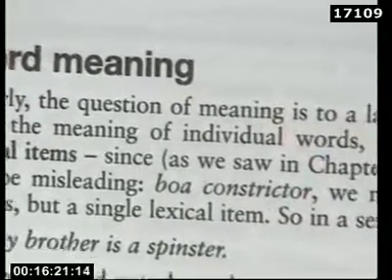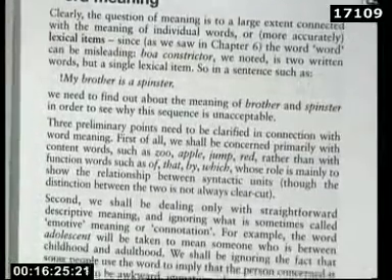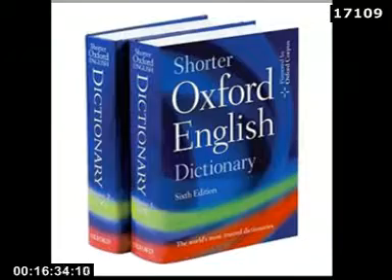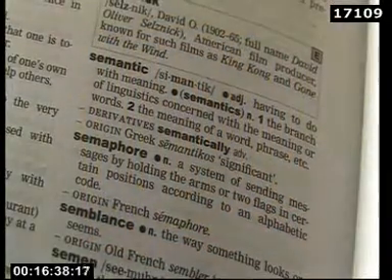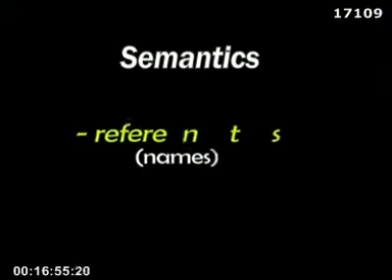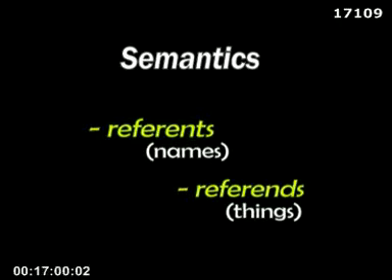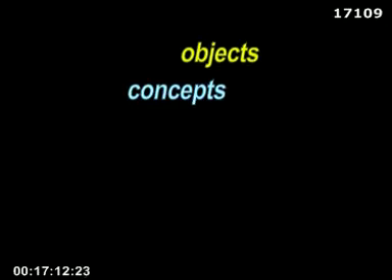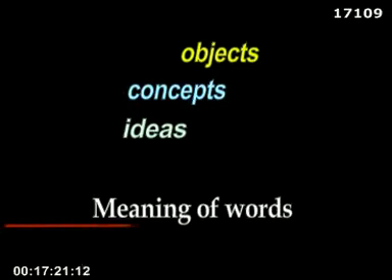The study of meaning and its manifestation in language is normally referred to as semantics. The shorter Oxford Dictionary gives the meaning of semantics as relating to signification or meaning. Broadly speaking, semantics is that aspect of linguistics which deals with the relations between names and things, that is, linguistic levels or words, expressions or phrases, and the objects, concepts or ideas to which they refer, and with the history and changes in the meaning of words.